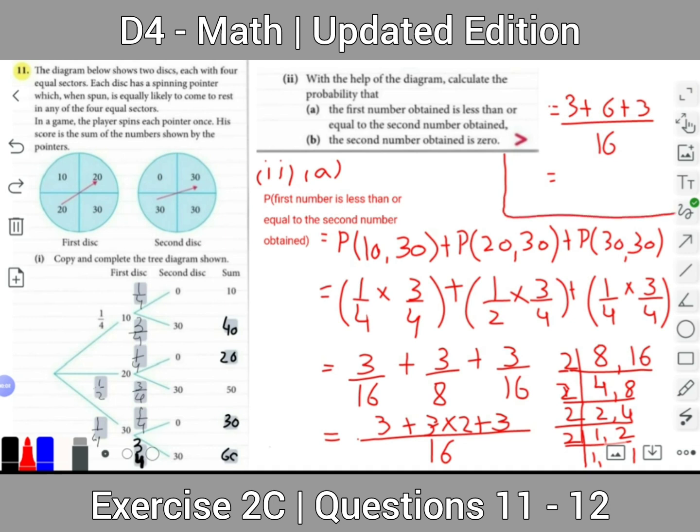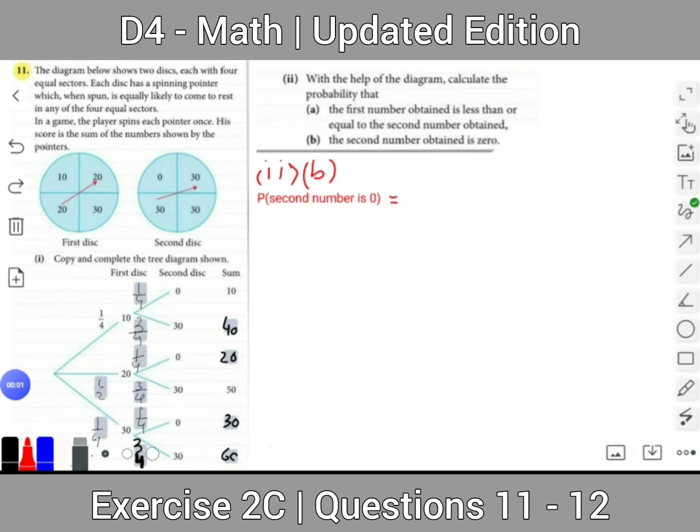Now after adding up we will get 6 add 3 is 9, 9 add 3 is 12, so 12 over 16, and after simplification we will get 6 over 8, and after further simplification we will get 3 over 4. So it will be equal to 3 over 4. So the probability that the first number is less than or equal to the second number obtained is equal to 3 over 4.